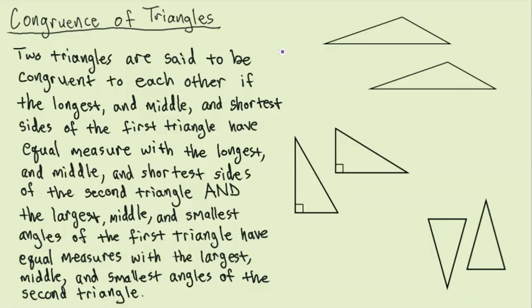Now note, this angle here does not have to be congruent to this angle. It's just what we call corresponding angles. This angle has to be congruent to an angle over here. And then this angle here has to be congruent to an angle over here. And then this smallest angle here needs to be congruent to this smallest angle over here. Okay? So all you're doing is comparing an angle over here to an angle over here with congruence.